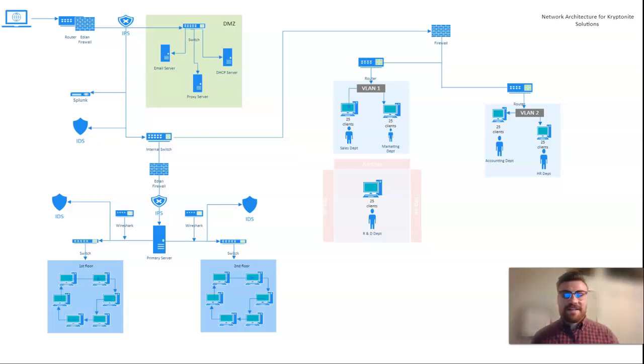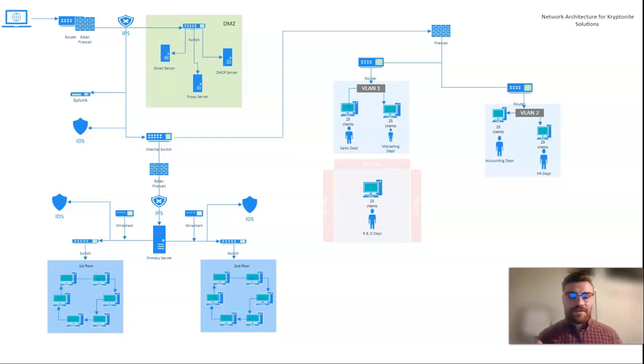Both of those will provide that extra layer of security to monitor network traffic in real time and then alert to any malicious traffic that has, say, gotten past the intrusion prevention system and the firewall from above. As we're going into the internal switch, I wanted to provide that extra layer of security with Splunk and the intrusion detection systems. As we go through the internal switch, we're going to get closer to that primary server.